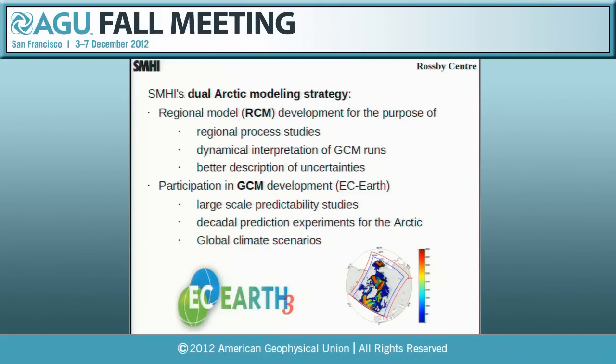So SMHI is the Swedish Met Office, and our primary goal is to generate climate change scenarios. But development is connected to process studies. In any case, we are doing process studies. Also, of course, the Arctic model strategy is twofold. We are participating in GCM development with the relatively new European model EC-Earth, for large-scale predictability studies for the Arctic, decadal prediction experiments for the Arctic, and global climate scenarios. On the regional side, we are doing regional downscaling, so dynamical interpretation of GCM runs. We're also doing regional process studies with the regional models for a better description of uncertainties.